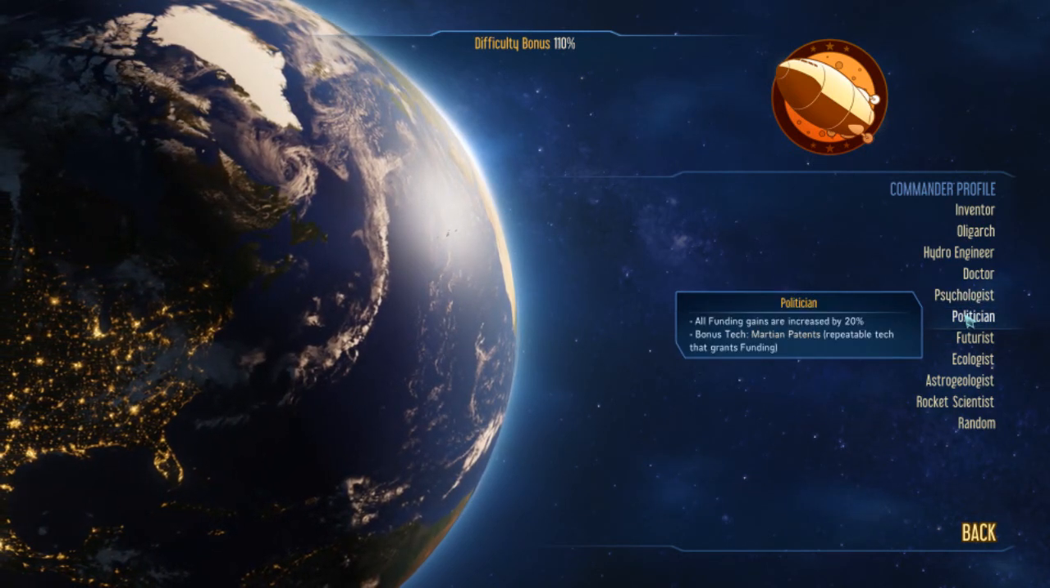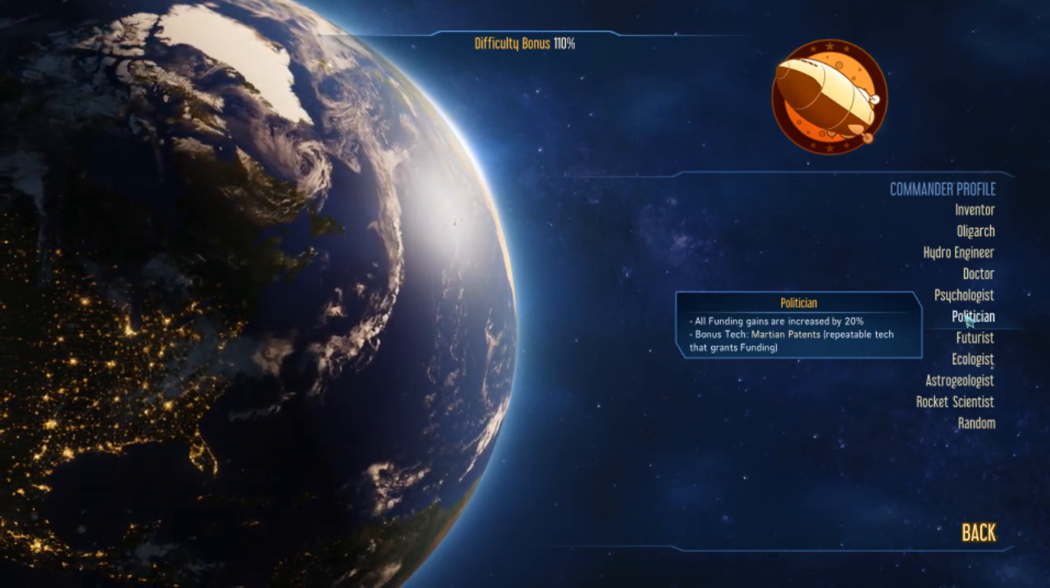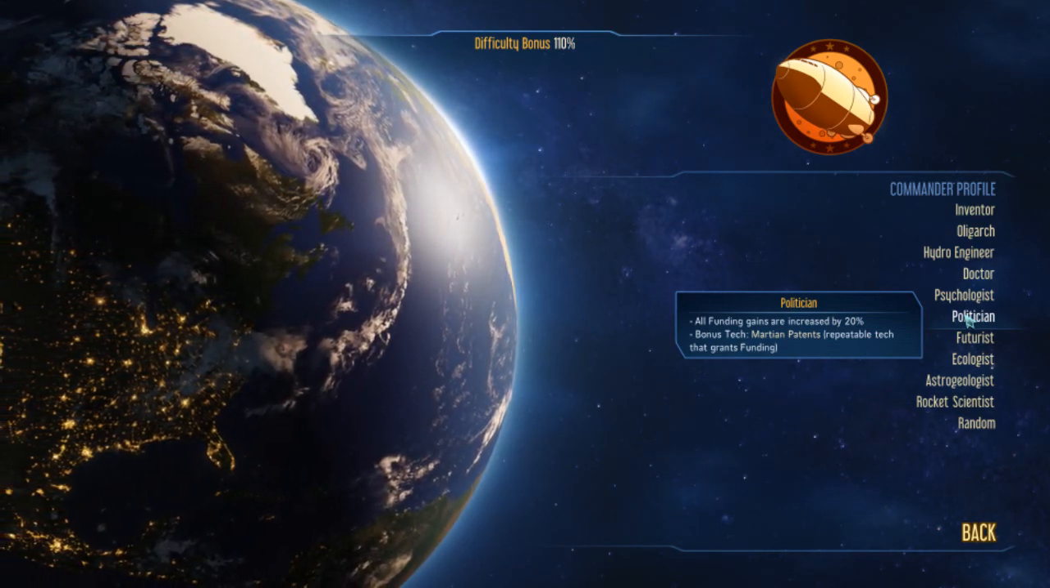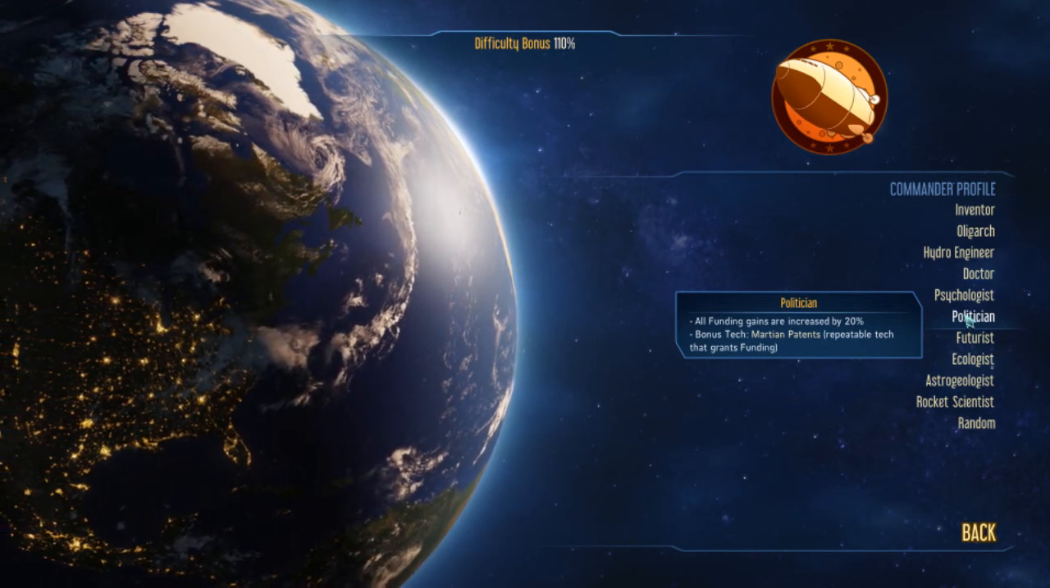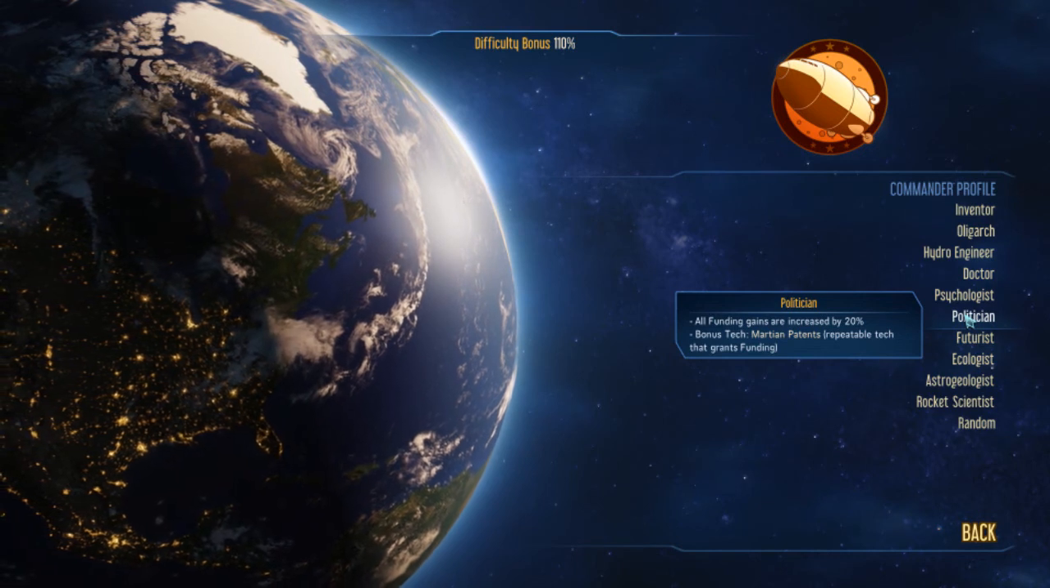Politician is the next one. All funding gains are increased by 20%. This has some really good synergy with some factions. Especially things like Europe can make good use of politician, America can make good use of politicians, so can the Blue Sun Corporation under some circumstances.